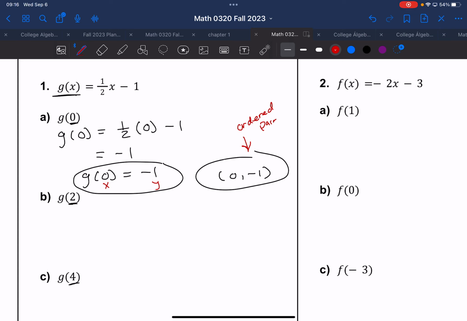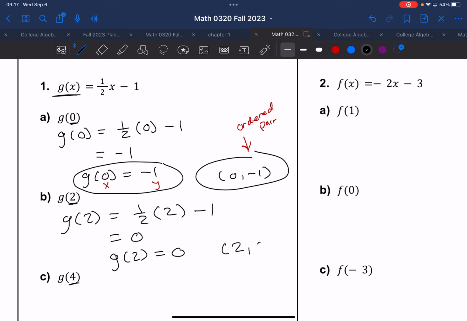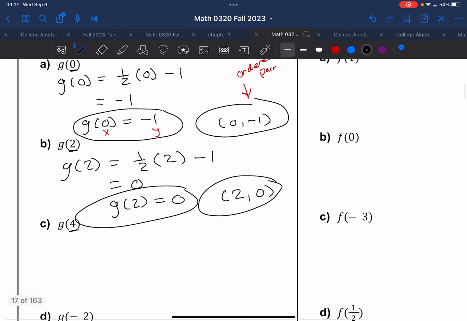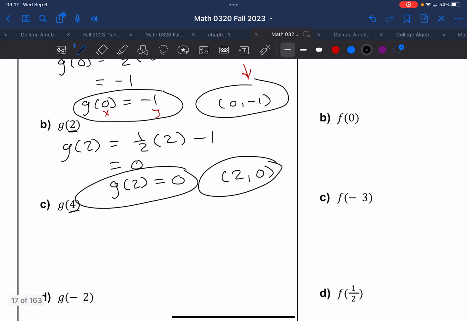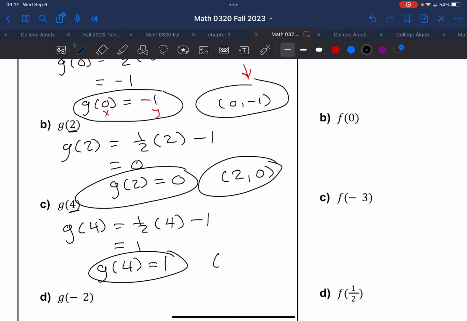Okay, for B, we're plugging in 2 for x now. So g of 2 is equal to 1/2 times 2 minus 1. Half of 2 is 1. 1 minus 1 is 0. So we have g of 2 is equal to 0, or what's my ordered pair? 2, 0. Circling both because they're both the correct answer, just written in different forms. C, g of 4 is equal to 1/2 times 4 minus 1. Half of 4 is 2. 2 minus 1, 1. So g of 4 is equal to 1, or what's my ordered pair? 4, 1.